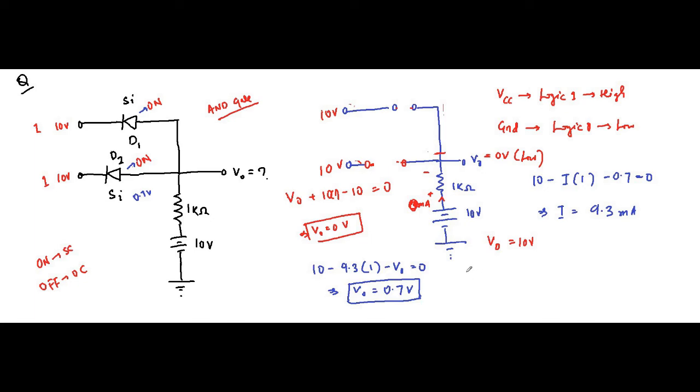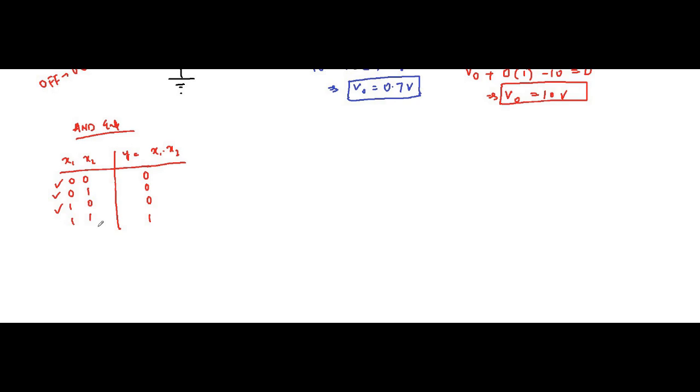If we apply KVL, it will be V0 plus 0 milliampere into 1 kilo ohm minus 10 is equal to 0. That implies V0 equals to 10 volt. So here V0 equals to 10 volt and this is logic high. VCC 10 volt is logic high, logic 1, 0 volt ground is logic low, which is this condition.